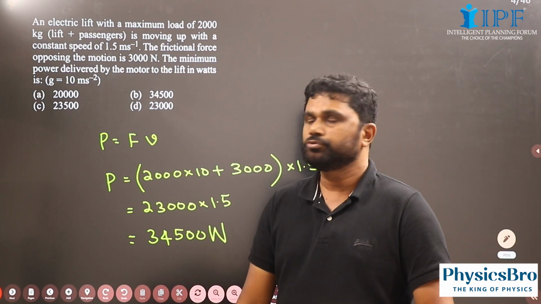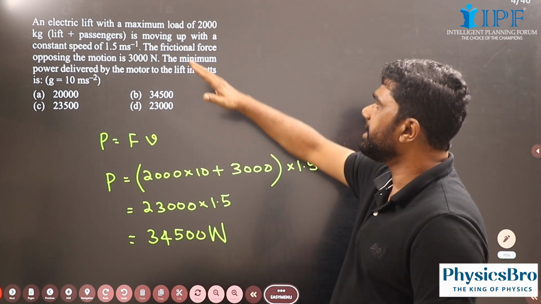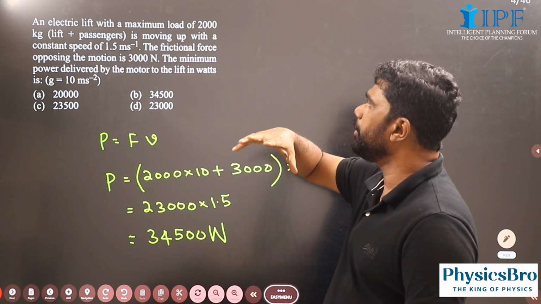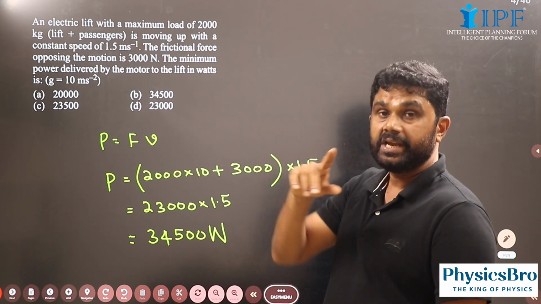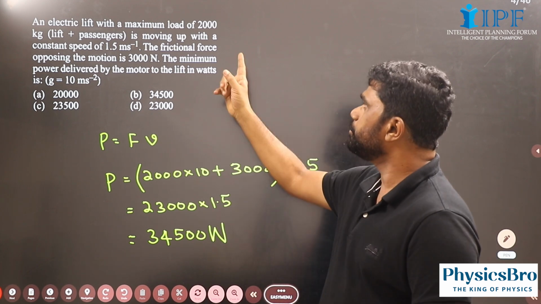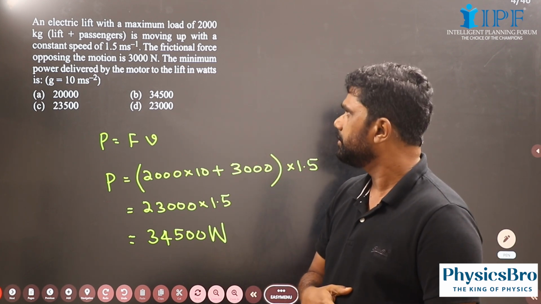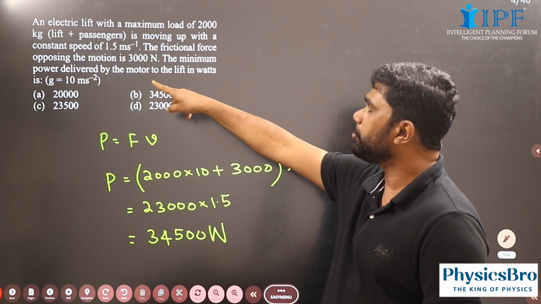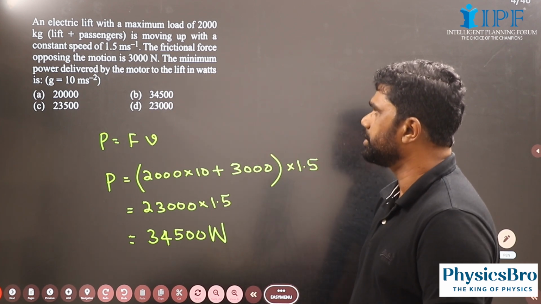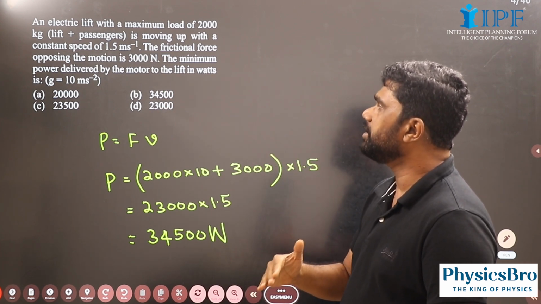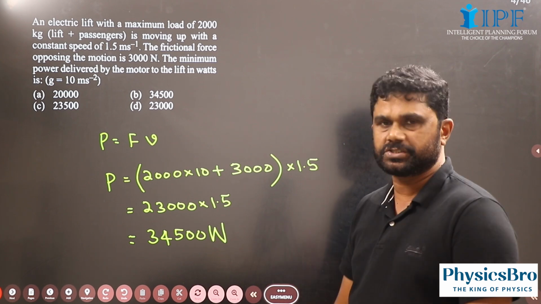Now see, we have another question. An electric lift with a maximum load of 2000 kilogram, lift plus passengers, is moving up with a constant speed of 1.5 meter per second. The frictional force opposing the motion is 3000 Newton. The minimum power delivered by the motor to the lift in watts is?